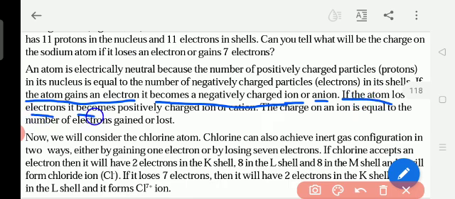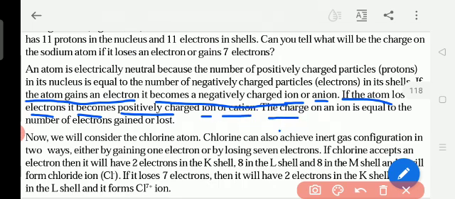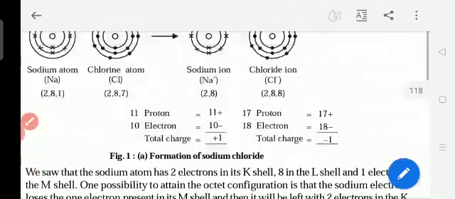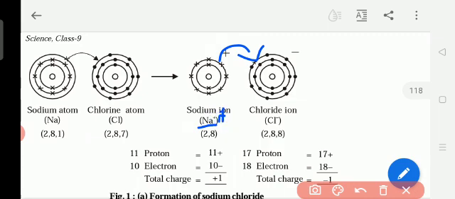If the atom gains an electron, it becomes a negatively charged ion or anion. If the atom loses electrons, it becomes a positively charged ion. Underline this point. Okay, which point? If the atom gains electrons, it becomes a negatively charged ion or anion. If the atom loses electrons, it becomes a positively charged ion or cation. The charge on an ion is equal to the number of electrons gained or lost.